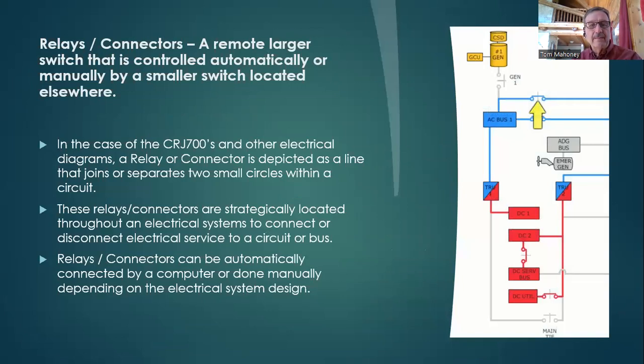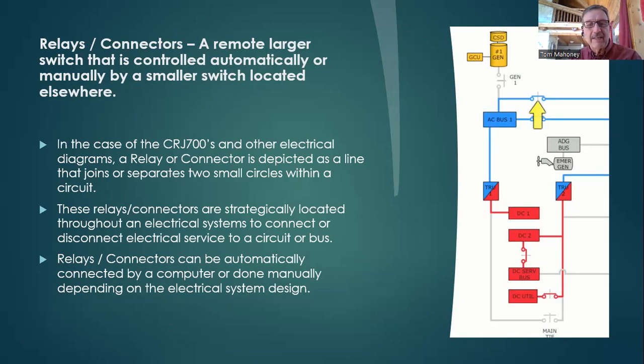Okay, let's talk about relays and connectors. This is a remote, larger switch that is controlled automatically or manually by a smaller switch located elsewhere. Now, what do we mean by elsewhere? Well, what we generally mean on aircraft is a positional location where the pilots can control it. So in this case, if you're in a jet, it may be on your overhead panel, your forward panel, or the panel that sits between the two pilots, the center console. So it kind of just depends on where you need to have that switch located. Depends on what system it's related to. That kind of dictates where it's going to be on the flight deck.